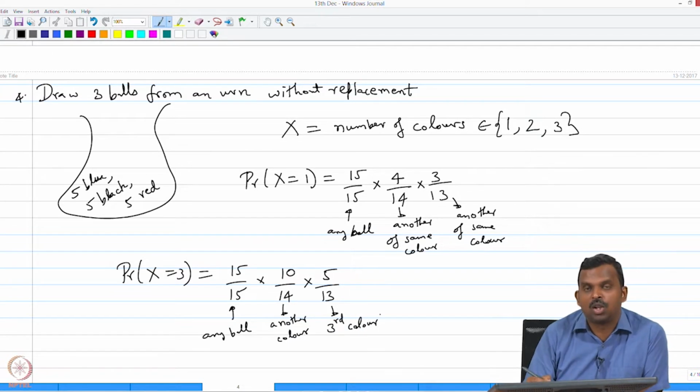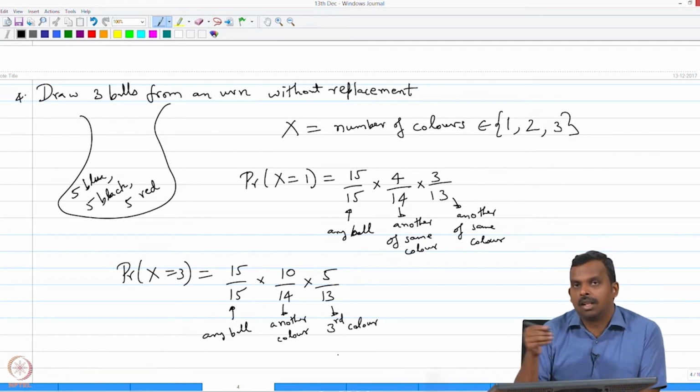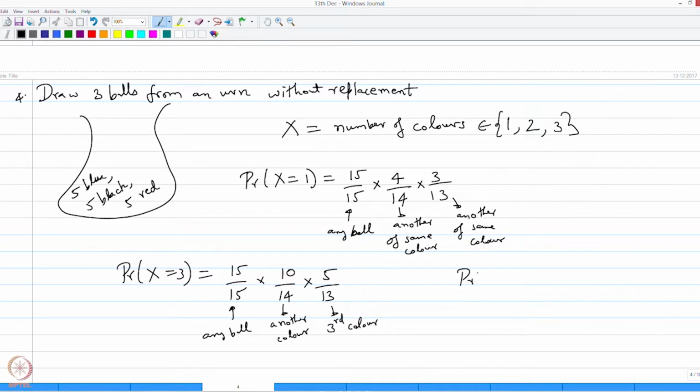Okay, so hopefully you see the logic in this, how conditioning works and how the independence works. Now, once again I am going to leave probability that x equals 2 as a homework for you. One needs to pay attention to the cases. The number of cases will be a little bit more tricky here because you want 2 colors, but it is possible to enumerate it carefully and then consider all the cases and you will get it.